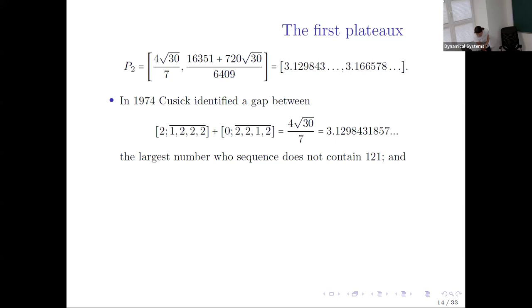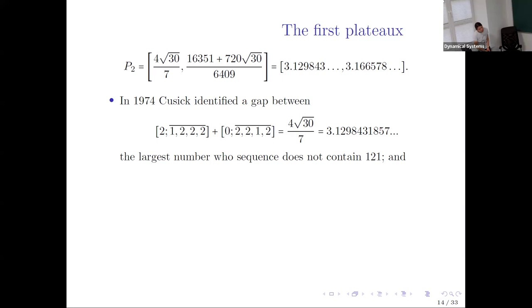All possible sequences, that is, subsequences. And then it is not very difficult. It's some combinatorial analysis which tells us that if your sequence doesn't contain one to one, then the corresponding Markov number cannot be bigger than the one you obtain from this particular sequence. And it happened to be 4 square roots of 30 divided by 7.